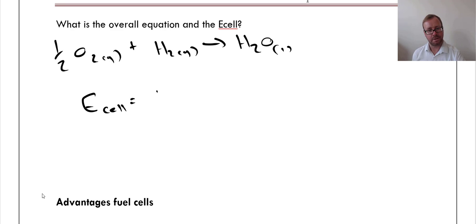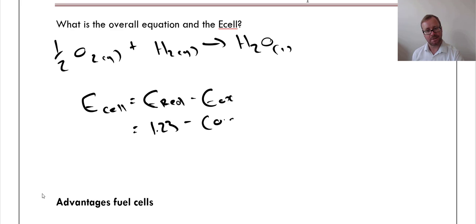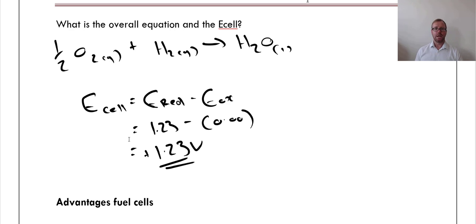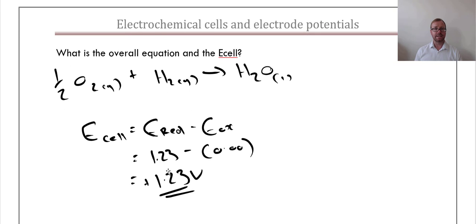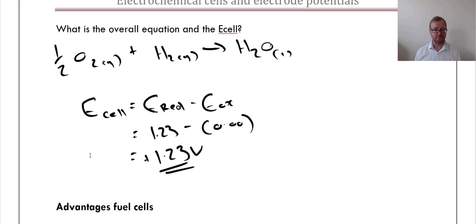And lastly, we'll write this quite big because this is the last time you're going to have to calculate it. My reduction value is 1.23 and this is my standard hydrogen electrode, so minus 0.00. So it forms plus 1.23 volts. And you may have noticed that the E cell in acidic conditions and alkaline conditions is exactly the same. And that's not surprising because the overall chemical reaction is also exactly the same. Right, so we are really nearly done now. The last thing we need to do is advantages of fuel cells.